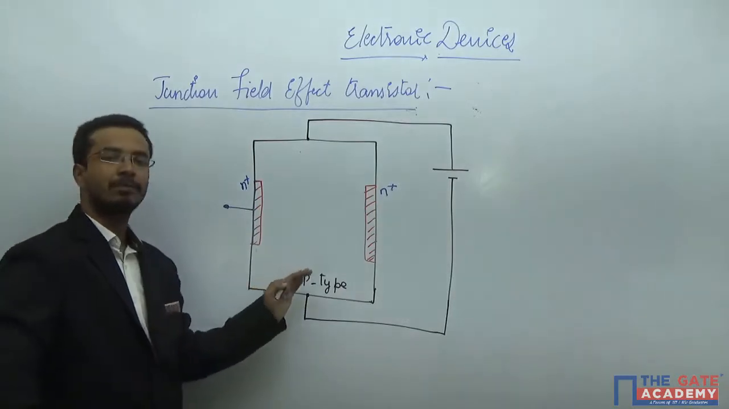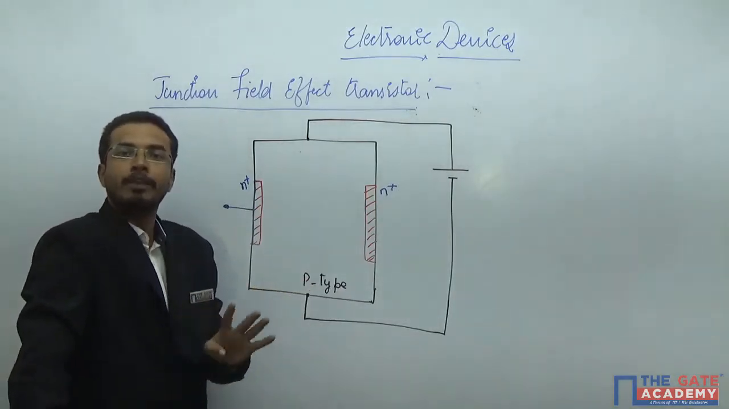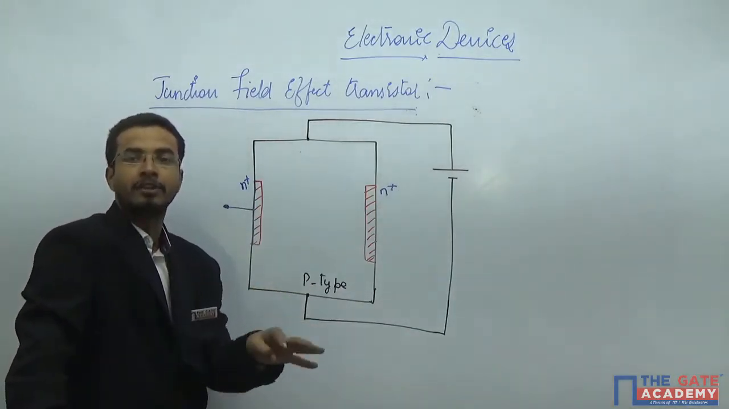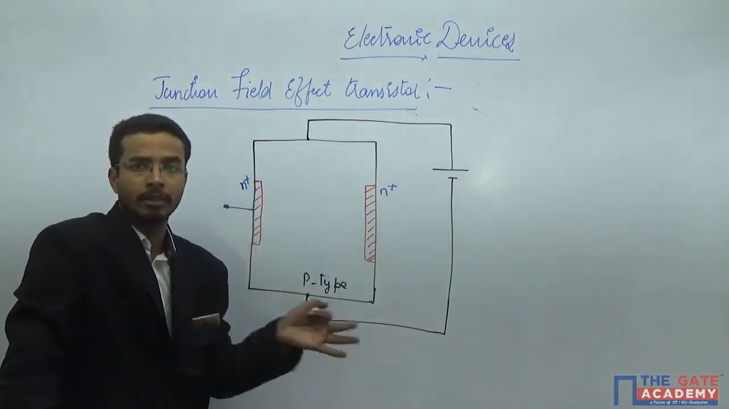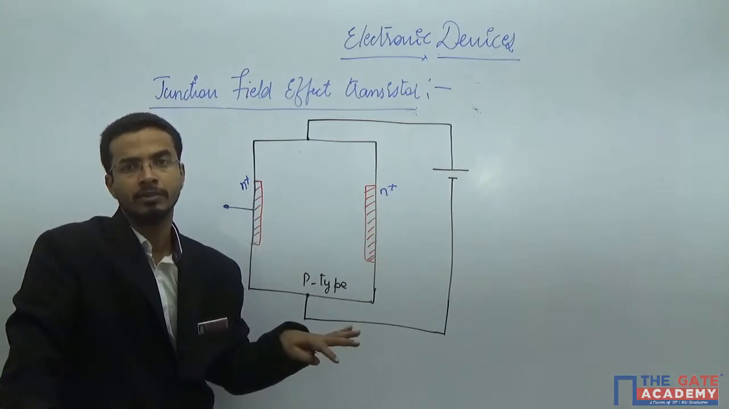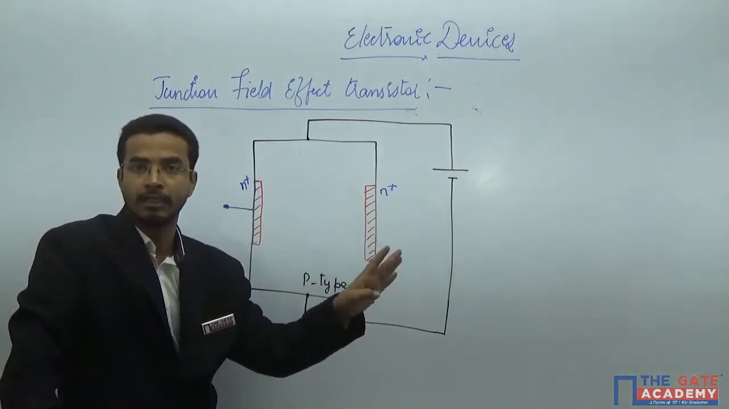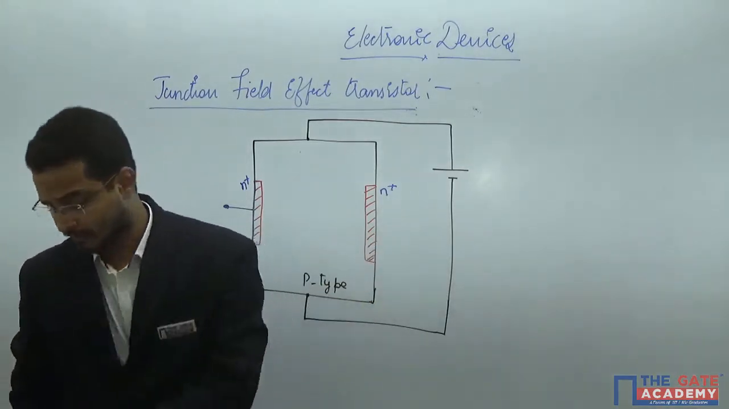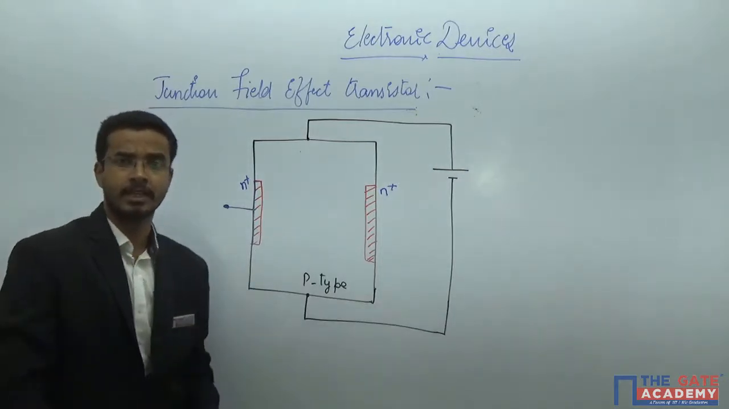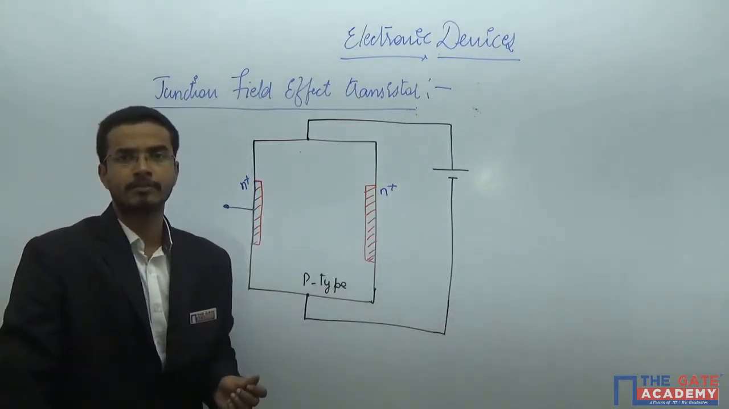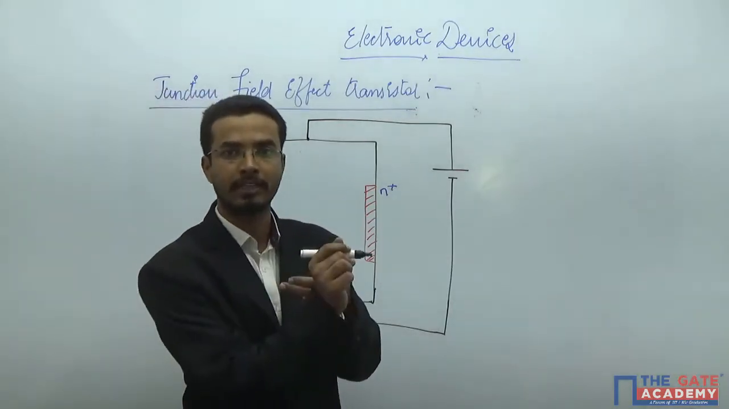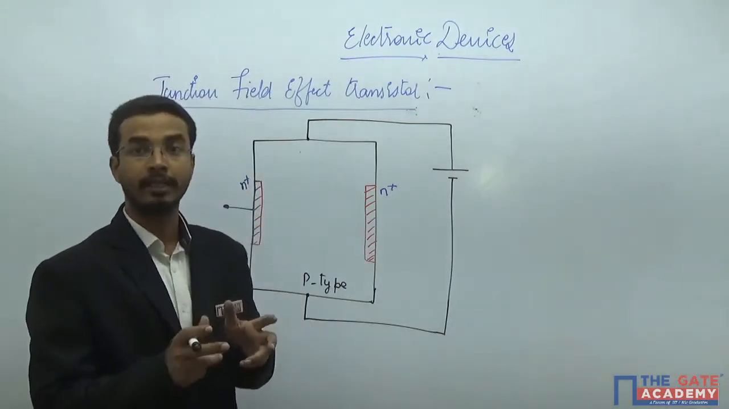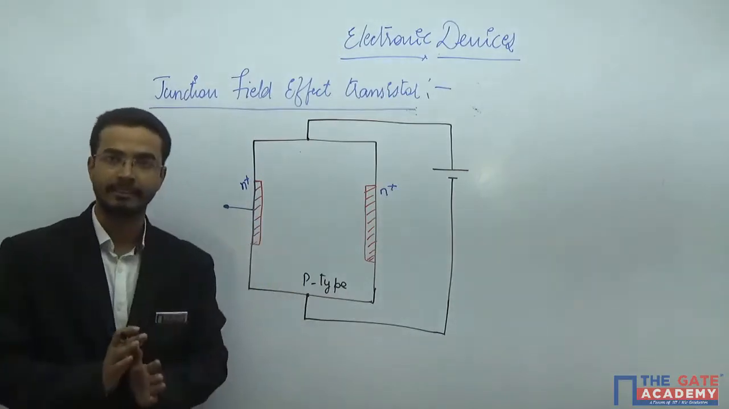Why am I taking a p-type device? Because the movement of the hole is in the direction of the applied electric field. If the hole is moving along the electric field, the current will also move along the electric field, so there is no confusion about the direction. Otherwise, with electrons, the electron moves opposite to the electric field while the current is along the electric field, so you can get a little confusion. That is why I am taking the p-type device.